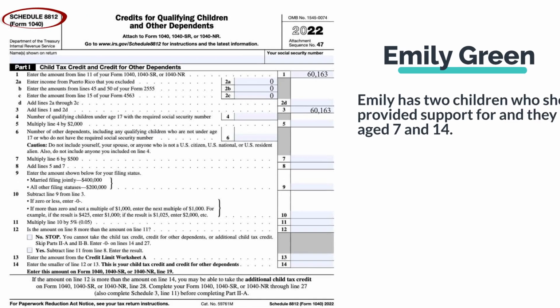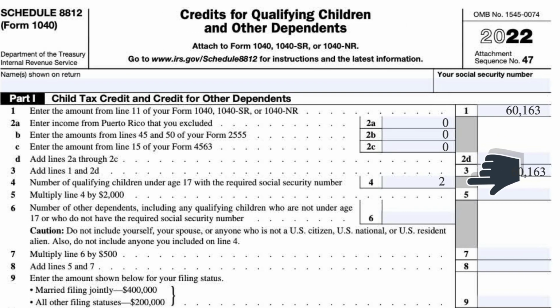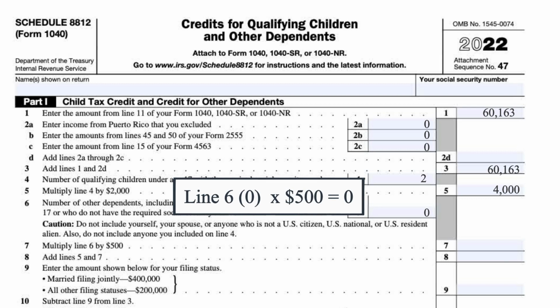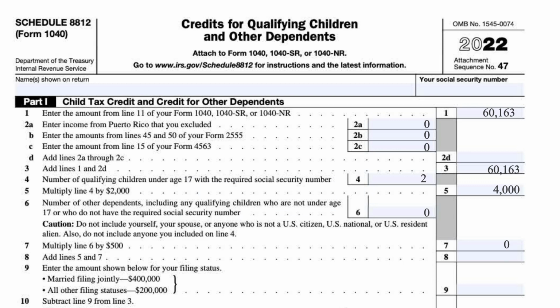On line 4, you will enter information regarding the taxpayer's dependents. We will enter the total number of children, which is 2 for Emily. On line 5, we will multiply line 4 by 2,000 to get the total of 4,000, which is entered here. Line 6 is the number of other dependents, including any qualifying children who are not under the age of 17 or who do not have the required Social Security number. 0 in this case. On line 7, multiply line 6 by 500. Line 6 was 0, so this equals 0. On line 8, lines 5 and 7 are added, equaling 4,000.